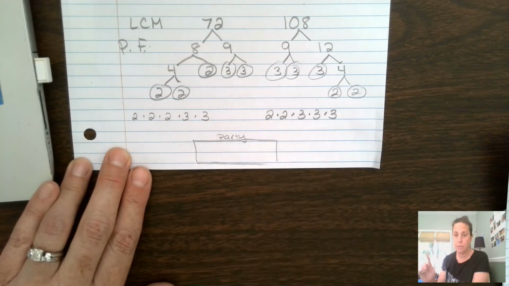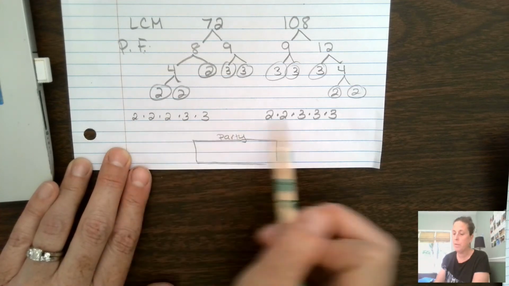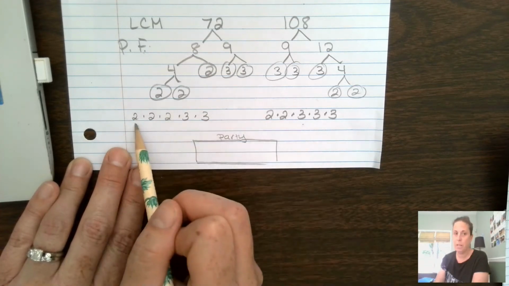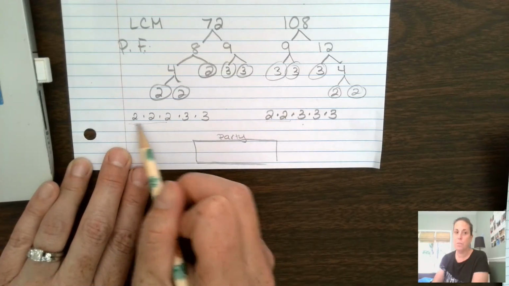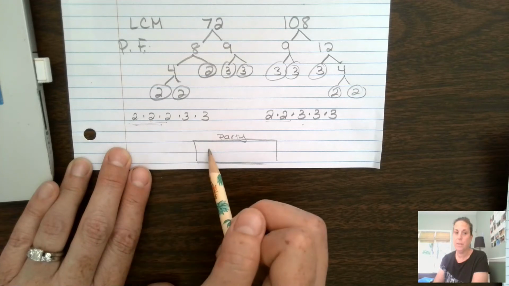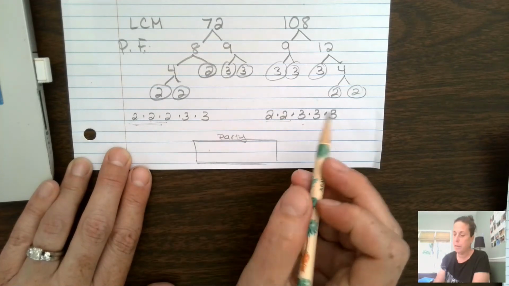So one way you can do it is whatever one has the most 2s, that's how many go into the bank. So there's 3 here, there's 2 here, so there's 3 more over here, so you're going to put 3 in the bank. But here's another way to think about it.